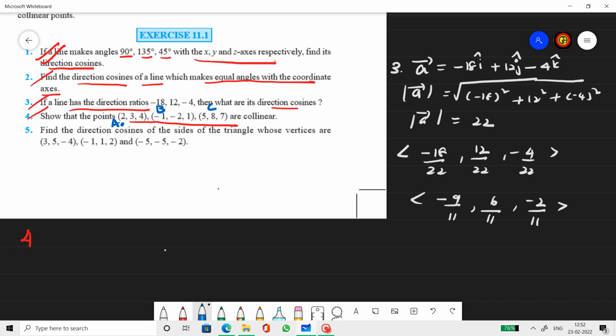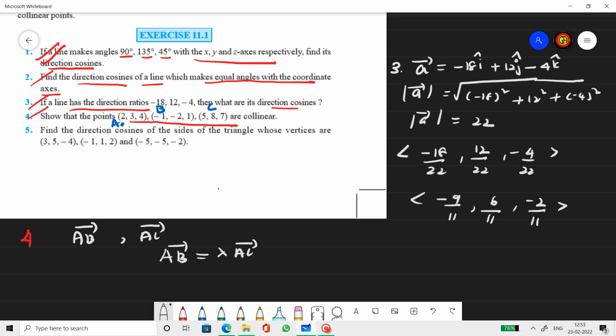So that means I'm going to aim at getting AB vector and then AC vector. And if you prove AB vector is lambda times AC vector, then it is collinear. So take one out of the 3 points as a reference point, view the other 2 points from this point, and then see whether one vector is lambda times the other. In that case, if you prove it's lambda times the other, then it is collinear.